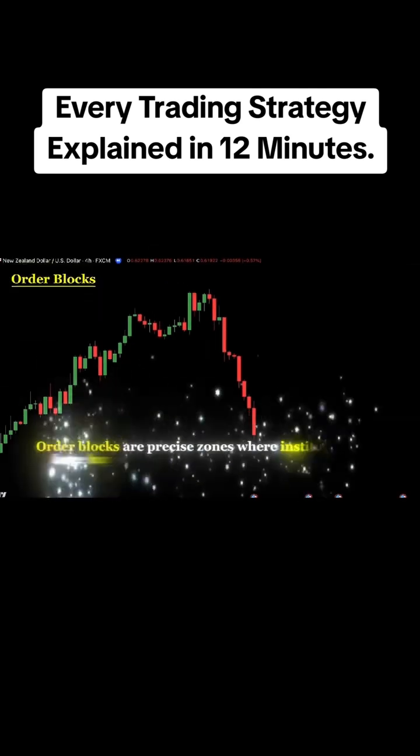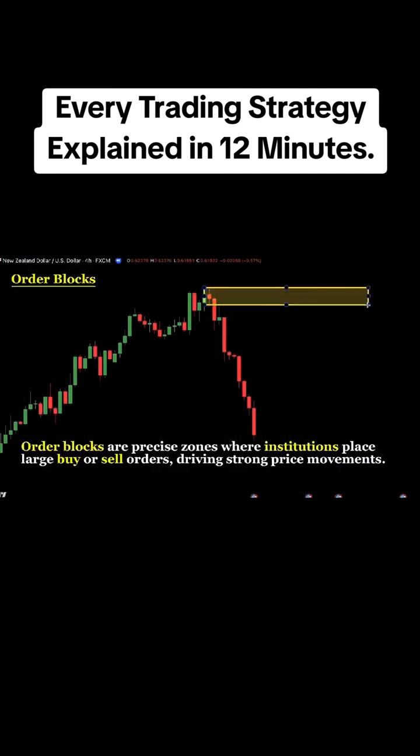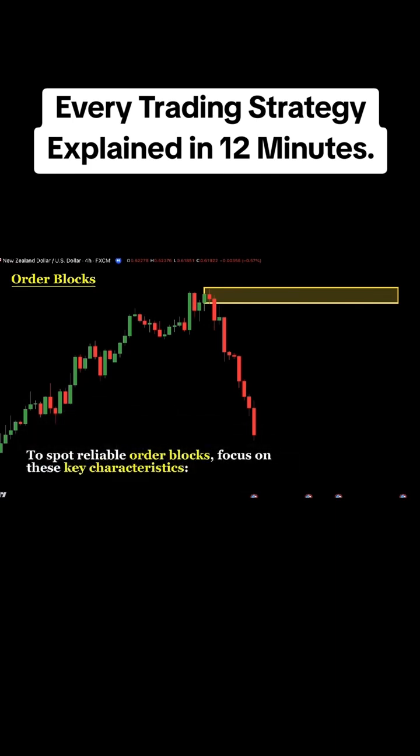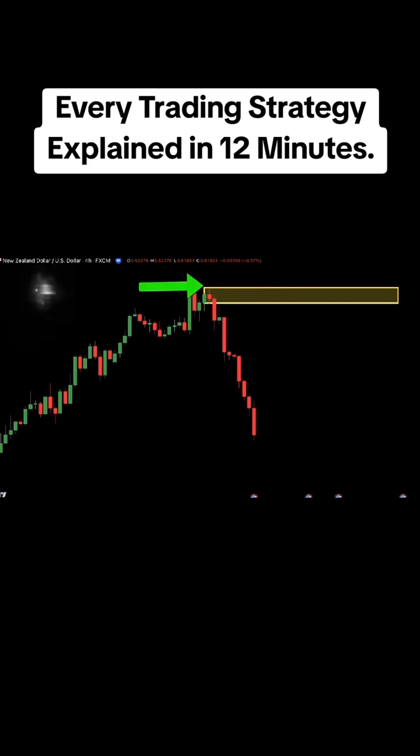Order blocks. Order blocks are precise zones where institutions place large buy or sell orders, driving strong price movements. To spot reliable order blocks, focus on these key characteristics. Liquidity sweep. Price must sweep liquidity above or below the previous candle. Imbalance. Price must create inefficiency or imbalance near the order block.